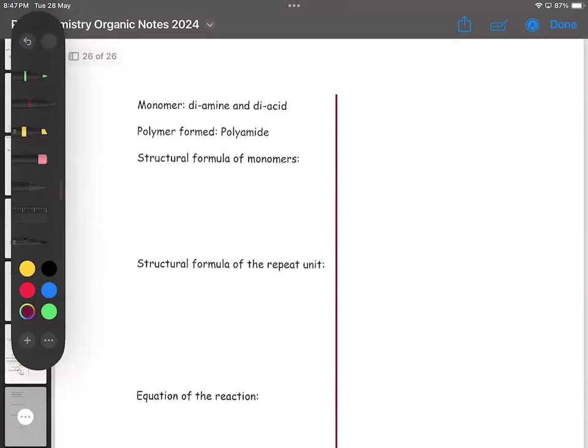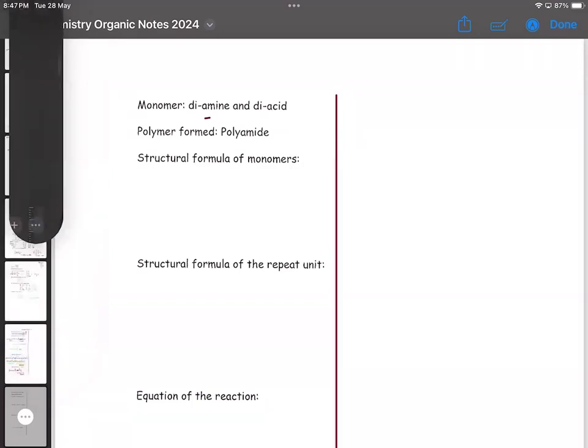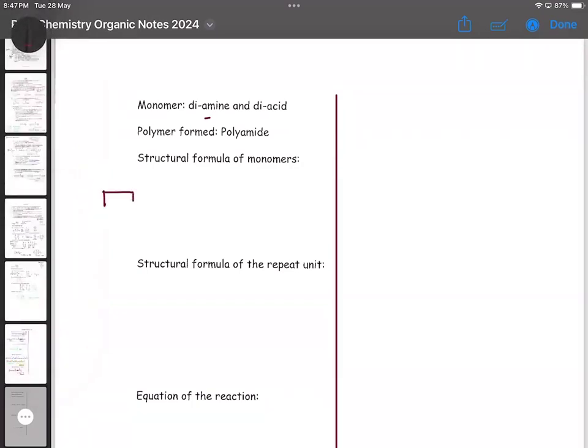Okay, this is called a polyamide. It basically contains a diamine and a diacid. Instead of a diol, now it's a diamine. So let me show you how a diamine looks like. A diamine has nitrogen. This is your diamine. And your acid is the same thing.